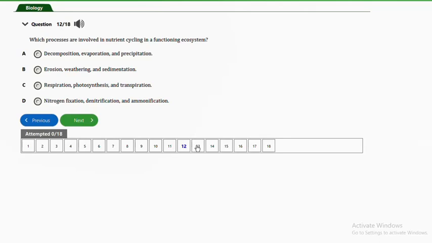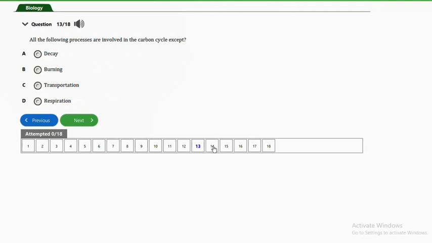Nitrogen fixation involves the conversion of atmospheric nitrogen into a usable form, such as ammonium, and this is actually done with the help of nitrogen fixing bacteria, which are found in the nodules of leguminous plants. Denitrification, on the other hand, involves conversion of nitrates back to atmospheric nitrogen gas so that this nitrogen gas can escape from the soil. Ammonification involves breaking down of organic nitrogen compounds by organisms like bacteria and fungi into ammonium, and then this ammonium can be used by the plants and other organisms. So guys, these processes are involved in nitrogen cycling in the ecosystem. So the correct answer to this question is option D.